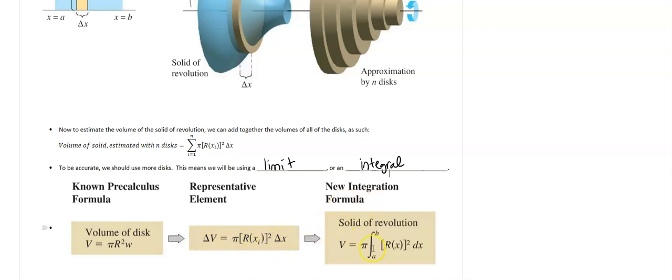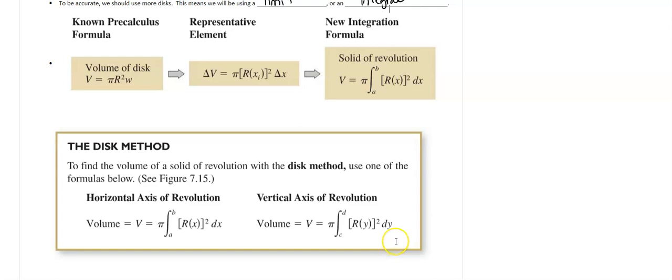Okay, and our integration formula then is going to be pi times the integral from a to b of r of x squared dx. So we're taking the differential form and converting these differentials to this solid of revolution volume formula. So you can see where the pi comes from, you can see where the r of x squared comes from, and you know that dx and delta x are approximately the same. So this is the disk method.